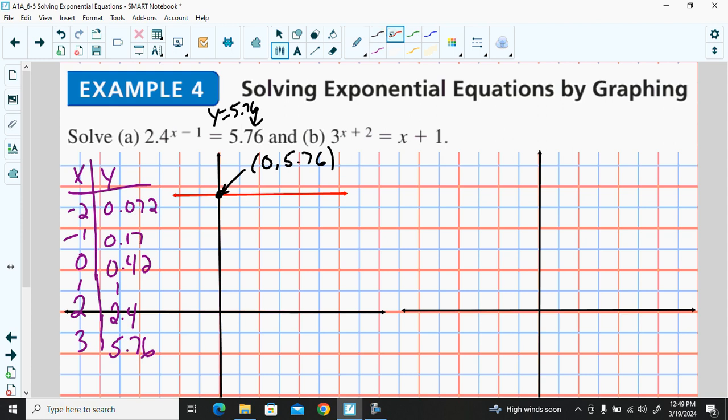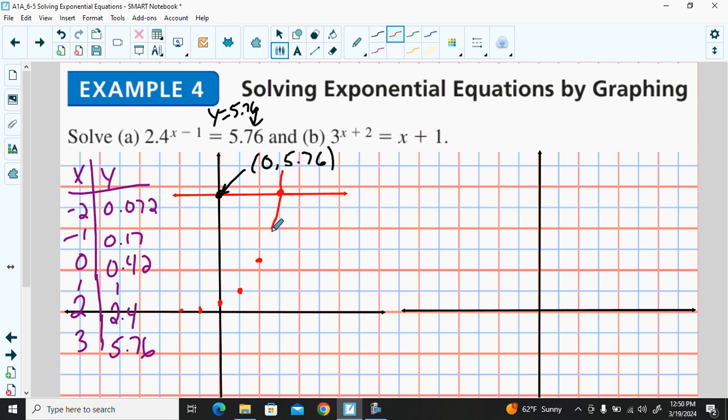When we graph the other points here, -2 and 0.072, that's almost right on the line. -1 and 0.17, that's very close. 0 and 0.42, a little less than half. 1, 1 is here. 2 and 2.4, that's close to 2.5. And 5.76 is going to be here.